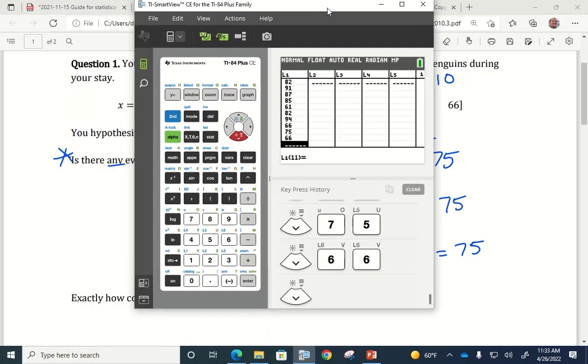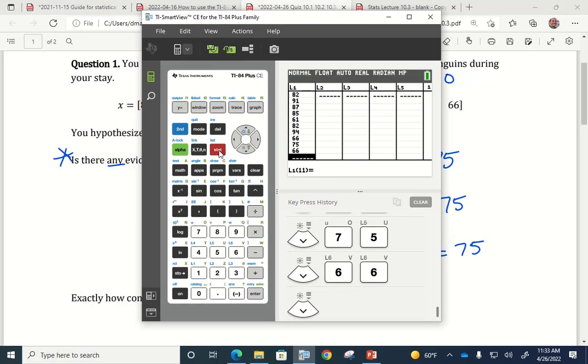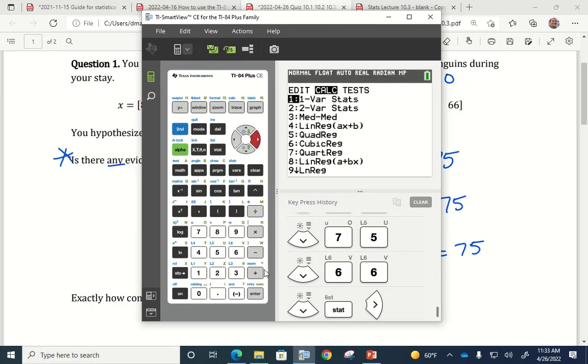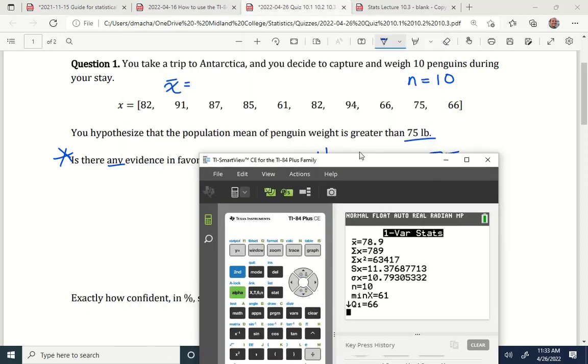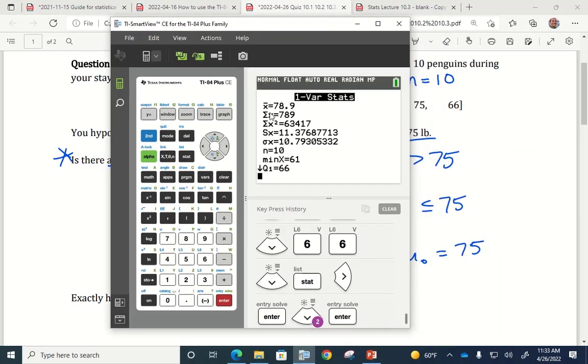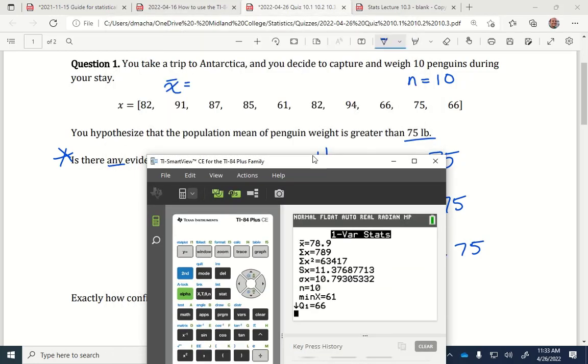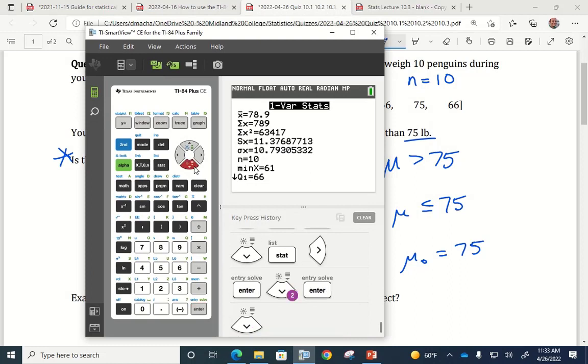So once you have all your data punched into your list, we go back to stat, we go over to one variable statistics, calculate. And I should have a sample size of 10 if I did this right. Sometimes I look over a number and I skip and I put it to 9. So it's nice to check that n equals 10 and that's what it's supposed to. Also, I always check my minimum and my maximum because sometimes you can skip just part of a number and punch in 6 instead of 61.